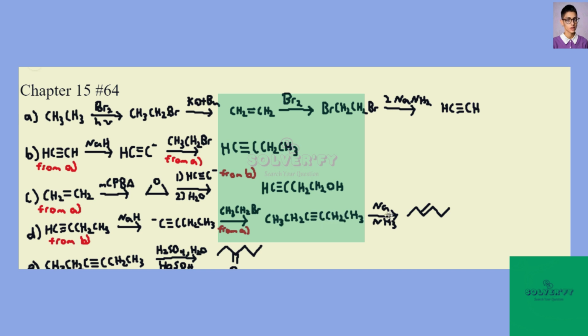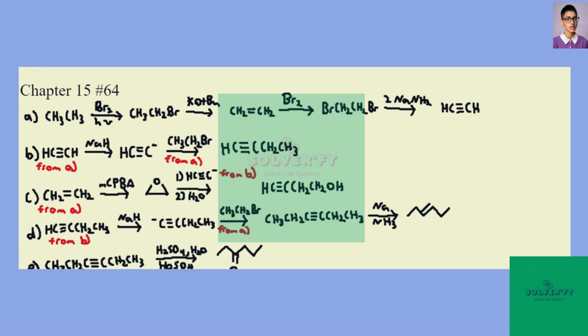So if you remember back to an earlier chapter, your dissolving metal reduction, sodium in liquid ammonia, is going to give you trans selectivity in reducing an alkyne to an alkene. And that's what we want here. We want the trans product, and that's what we get, and that's D.